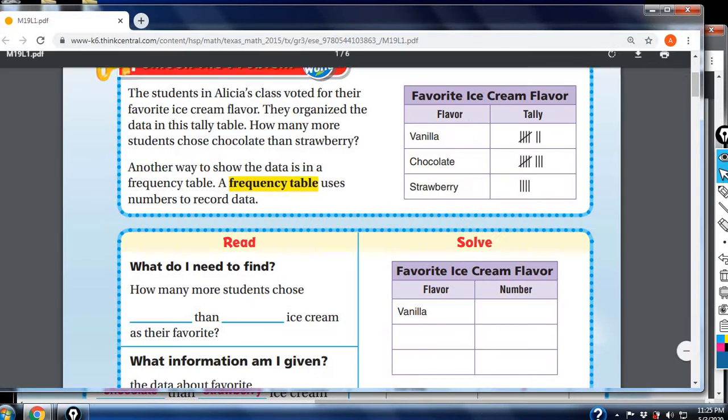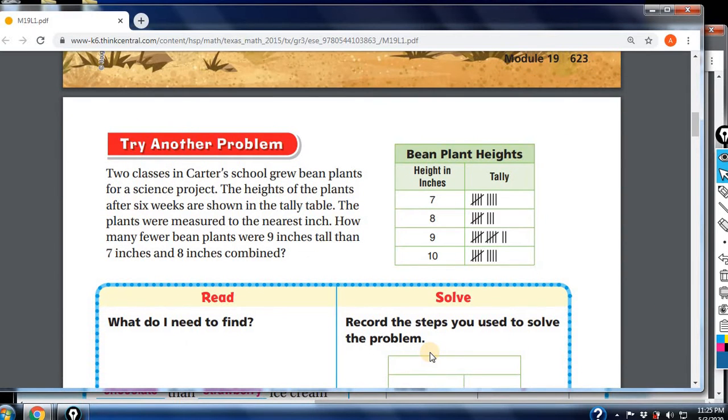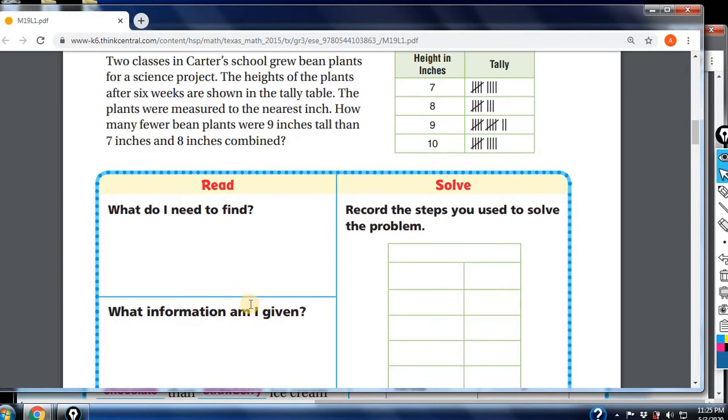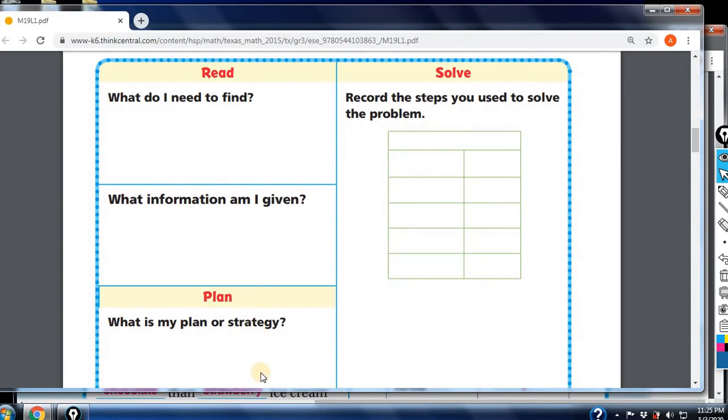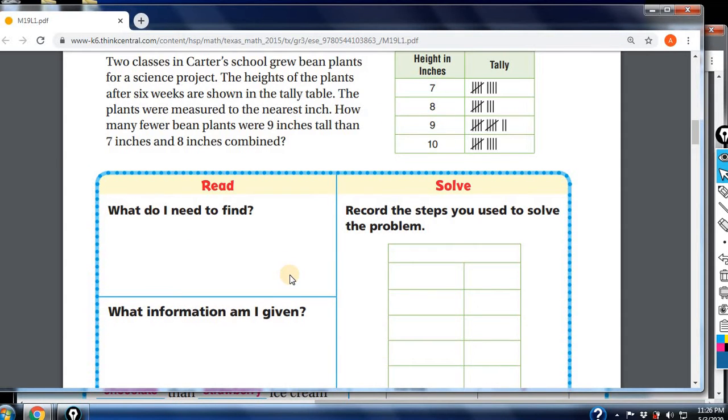So let's look at the next one. It's the same way. We're going to do it the same way, but now they leave out a few more things and you have to fill out the plan parts right here, which are pretty much the same as far as how to plan this out.